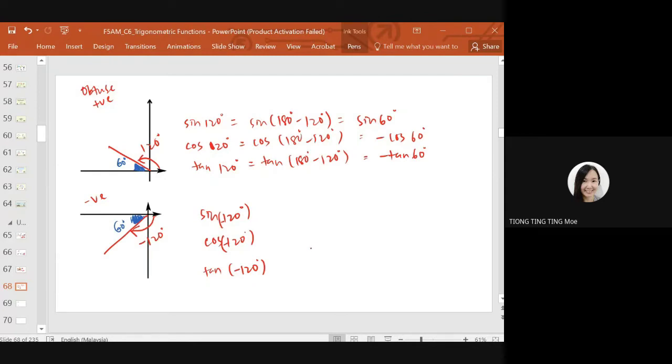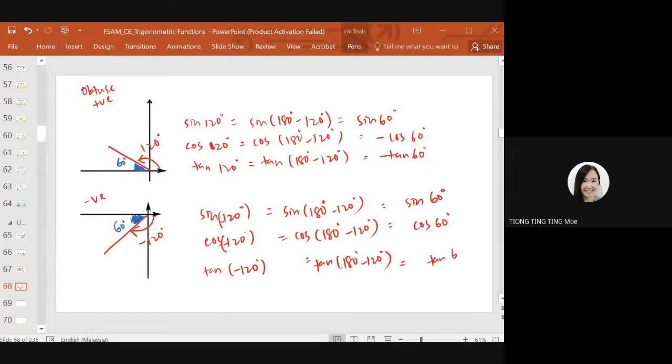You see how we get another one is 180 minus 120. Tangent 180 minus 120. We just write the values first: sin 60, cos 60, and tan 60. After you write all, then we determine positive or negative. Sin is y. The y here is negative, so it's negative sin 60. Cos here is also negative, so it's negative cos 60. Then tangent, negative over negative becomes positive tangent 60. Okay?